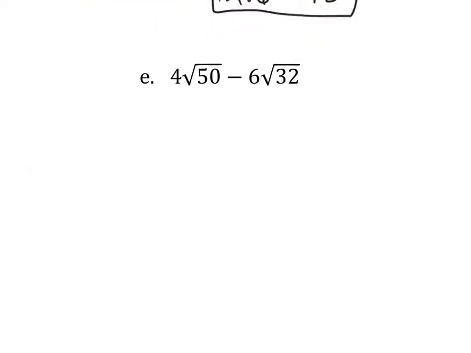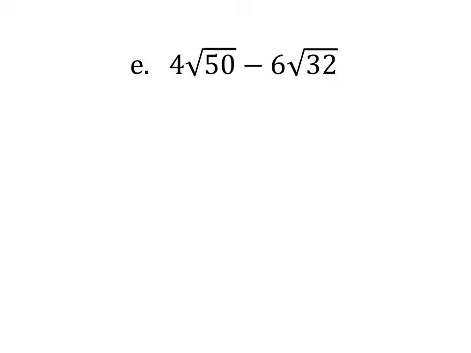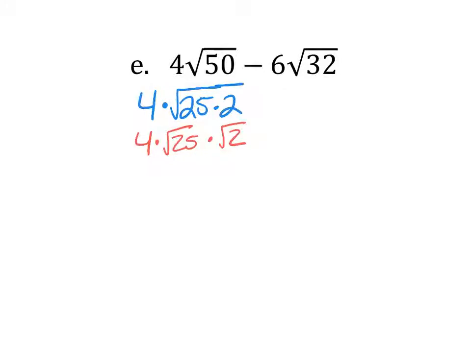Okay, and then our last one, letter E. Both of these square roots could be broken up. So you should have ended up with 4 times and then 25 times 2 in the square root. So you're going to write that as 2 square roots. And then square root of 25, since 25 is a perfect square, that can be evaluated. So you have 4 times 5 square root 2, which gives us 20 square root 2. That's for the first term.